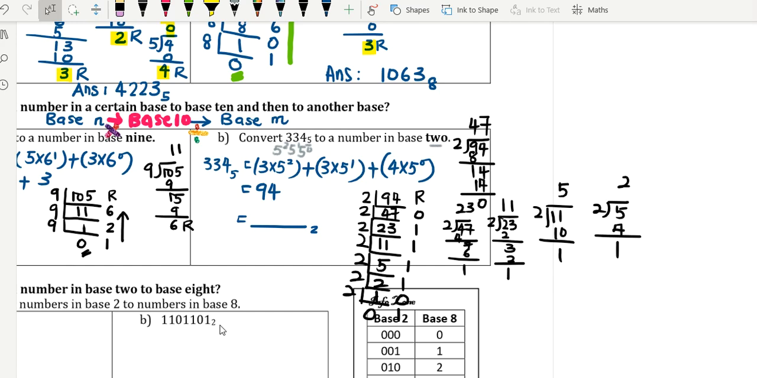So this is your answer. You have to read your answer from bottom up: 1011110 base 2.